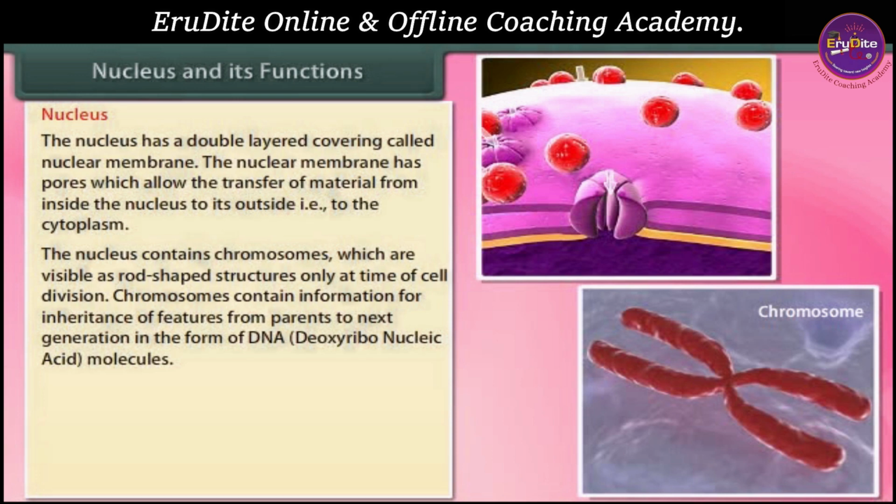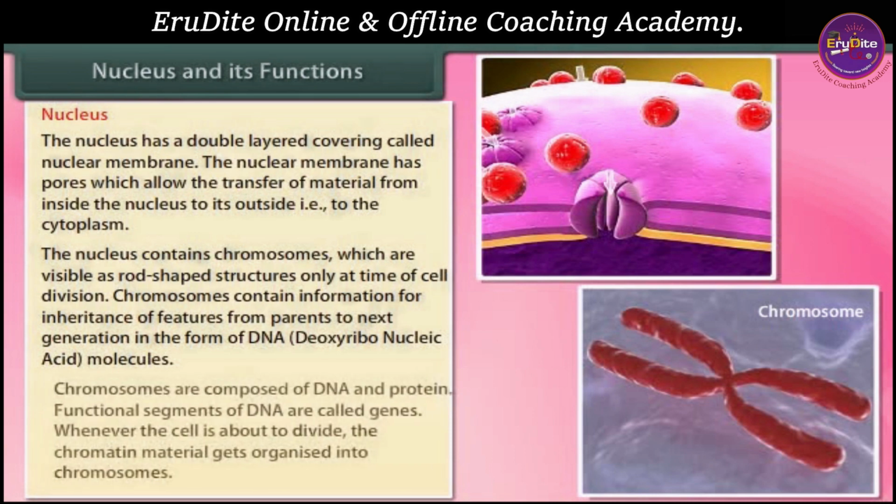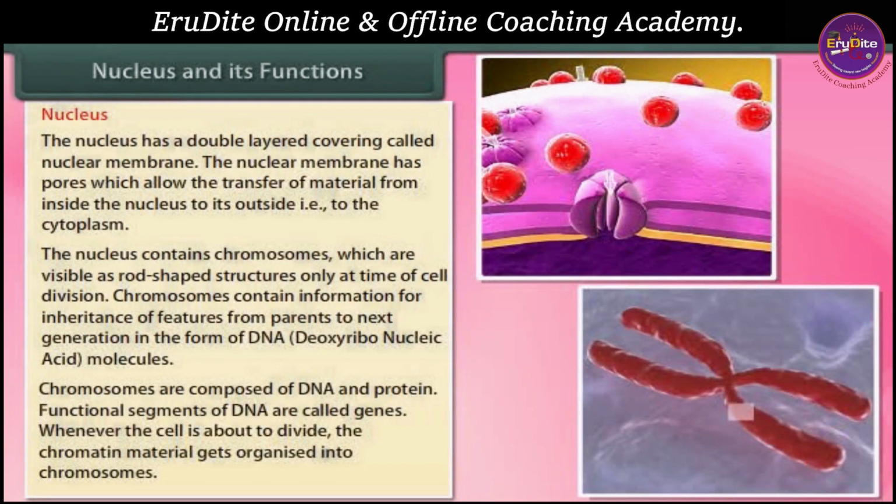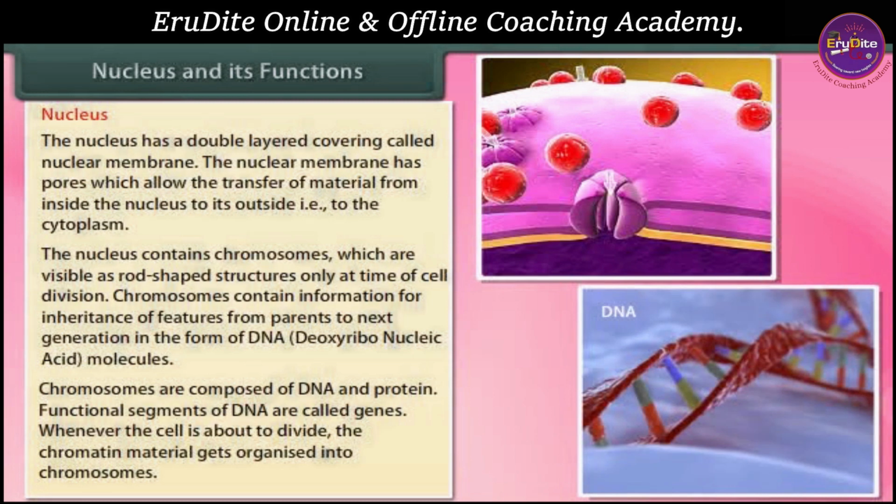Chromosomes contain information for inheritance of features from parents to the next generation in the form of DNA, deoxyribonucleic acid molecules. Chromosomes are composed of DNA and protein. Functional segments of DNA are called genes. Whenever the cell is about to divide, the chromatin material gets organized into chromosomes.